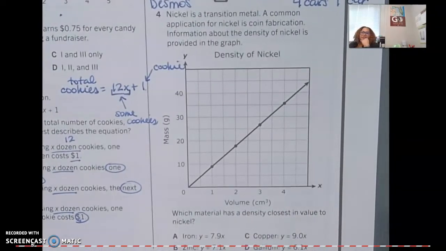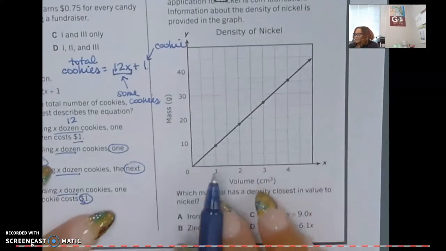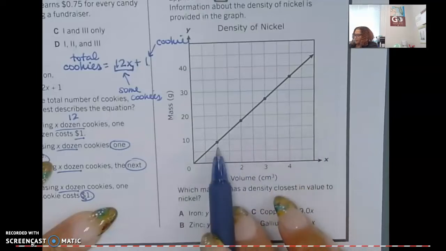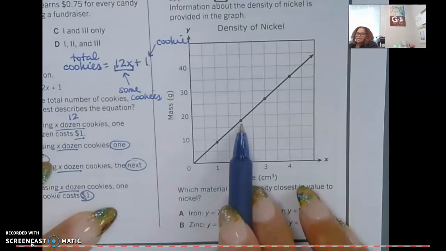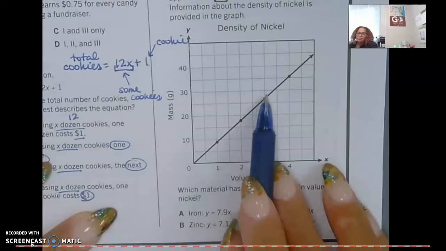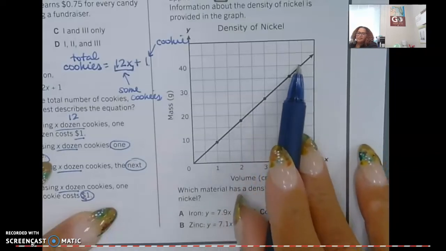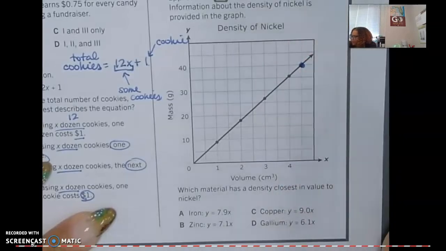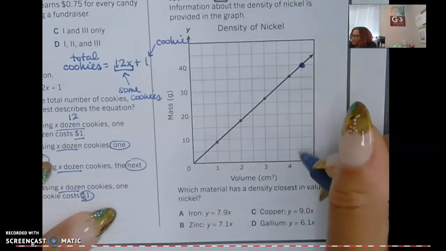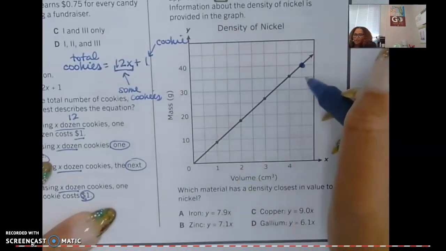Number 4, it says nickel is a transition metal. A common application for nickel is coin fabrication. Information about the density of nickel is provided in the graph. So I like to tell you to look for friendly points here. This is not necessarily a friendly point, but it's close to 10. This is not necessarily friendly, not friendly, not friendly. This guy right here is almost right on the button. Friendly point here.